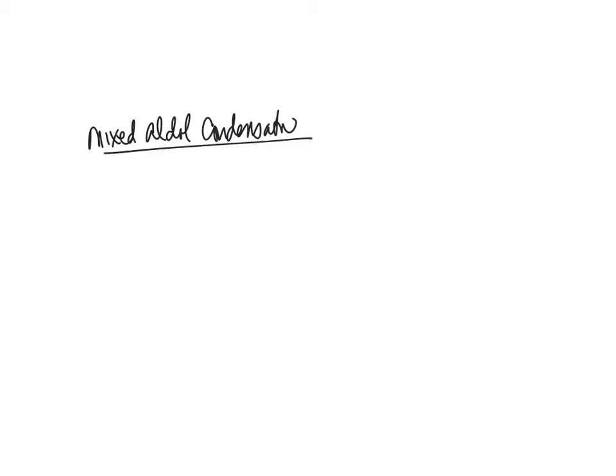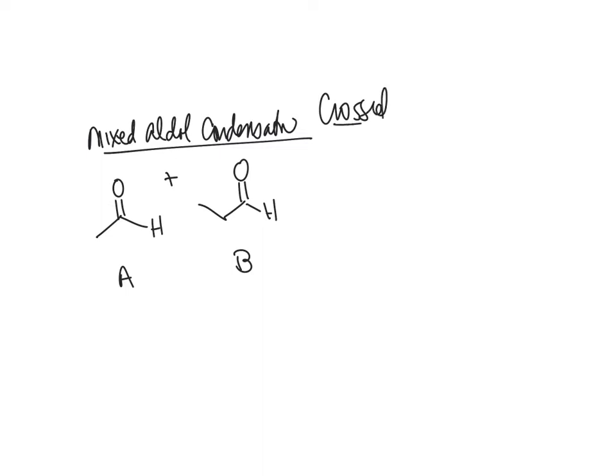So here we have compound A, model 2. We have an aldehyde, so we have compound A and we have compound B. And this is a mixed aldol or crossed because we have two different aldehydes. And it's an aldol, so we use the sodium hydroxide base, and we're going to get 4 products.